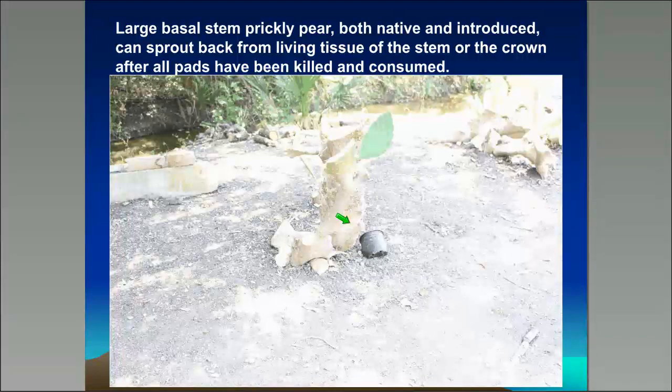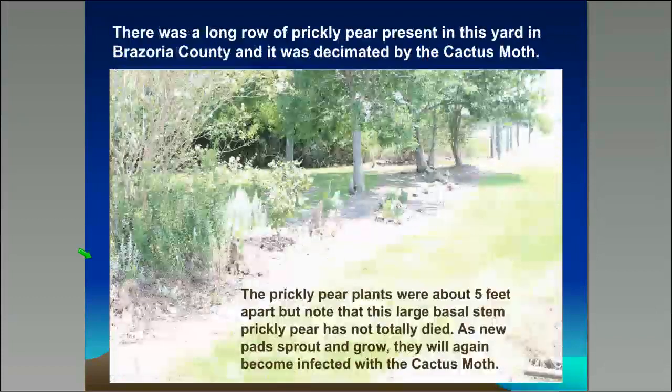So what you see here, even though this prickly pear was pruned and trimmed, and the prickly pear infected pads destroyed, the thing sprouted back. So it did not take this prickly pear plant to the ground and actually kill it. So the plant is able to resprout. One of the functions of prickly pear pads and that large basal stem is that the prickly pear plant survives.